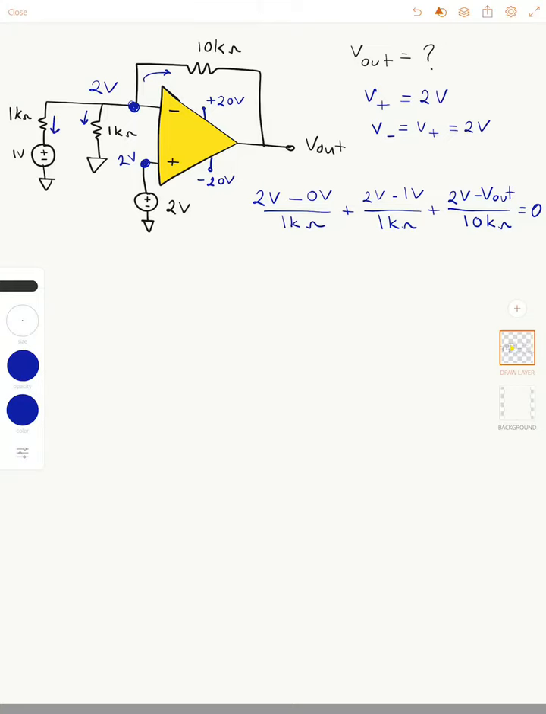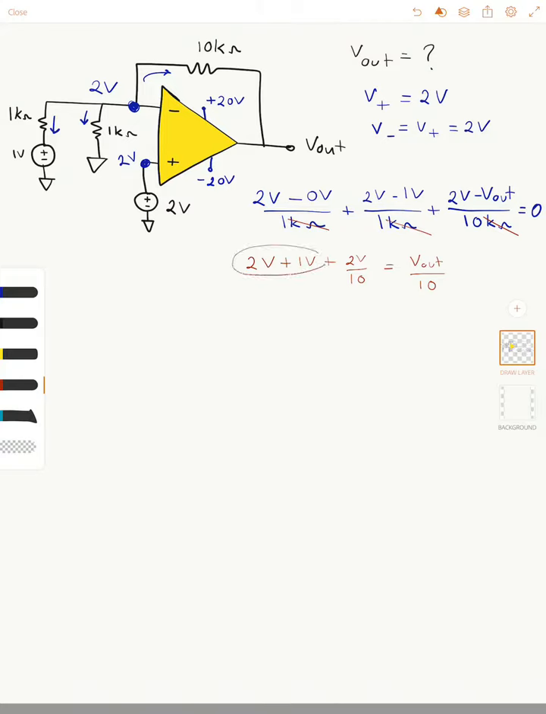So looking at this, what do we have? The kilo ohms cancel. It's common to everything. So what we have here is 2 volts plus 1 volt plus 2 volts over 10 equals to V out over 10. So what does this make? This makes 3 volts here.